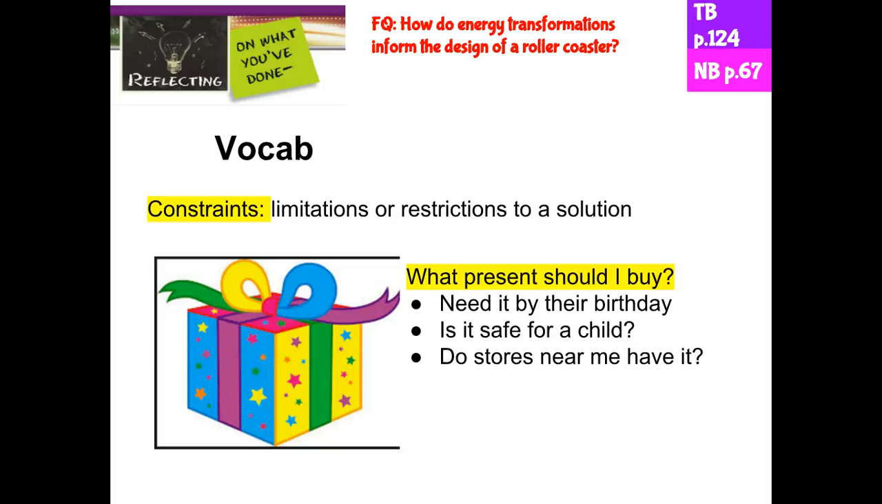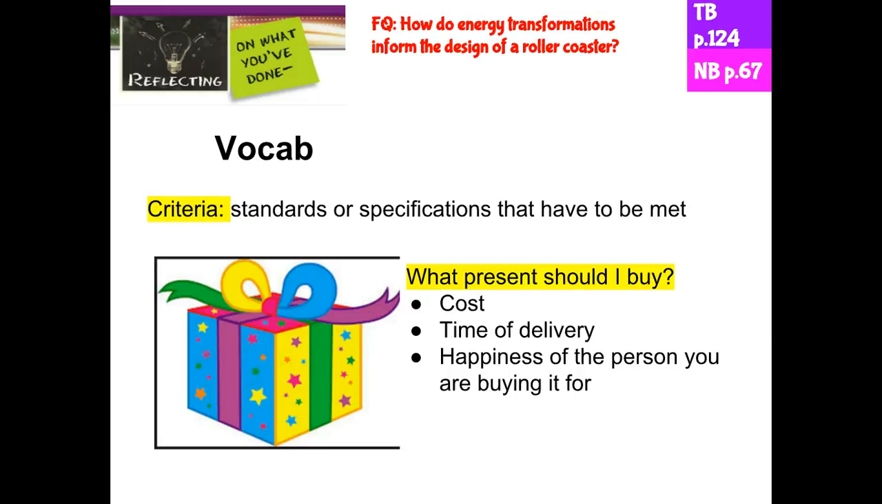Reviewing the vocabulary for you, you should have done this on your own, but in case you need some help, here you go. Constraints are limitations or restrictions to a solution. An example of this would be, what present should I buy? You need it by their birthday. You don't want it to be late. If it's for a child, is it safe or not? Is the store near me? So constraints are the parameters, the restrictions that are placed on any kind of solution. So when there's a problem, there's a set of limitations for each.